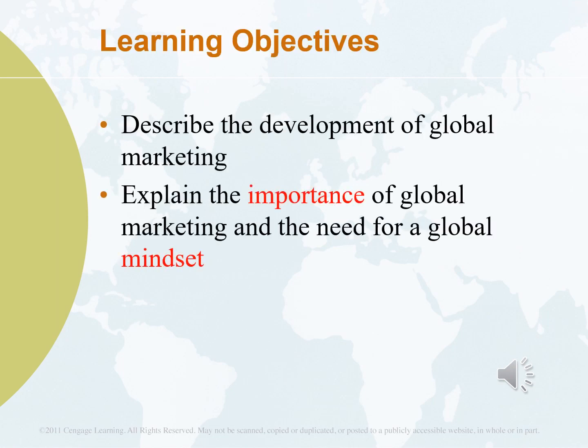The learning objectives of this chapter are: we want to describe the development of global marketing, and explain the importance of global marketing and the need for a global mindset. A global mindset is the key.